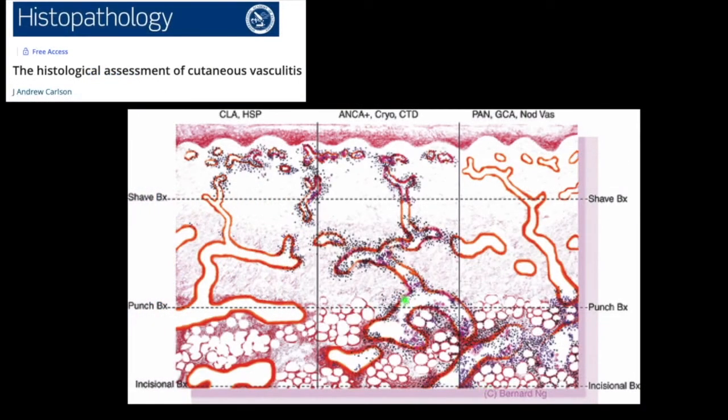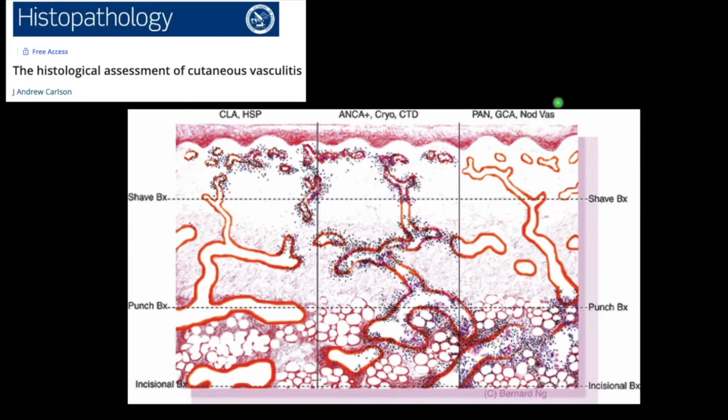syndrome. Another important paper we have to take into consideration is the paper by Andrew Carlson. And here he shows that the diagnosis depends on the biopsy. That's what we were talking about. If you do a shave biopsy, you will not be able to capture all the types of vasculitis. So notice here, for example, in HSP, you only see the superficial. So if you have HSP, probably you will get away with the shave biopsy. But sometimes you need an incisional biopsy in order to get the large vessels like PAN, GCA, nodular vasculitis.